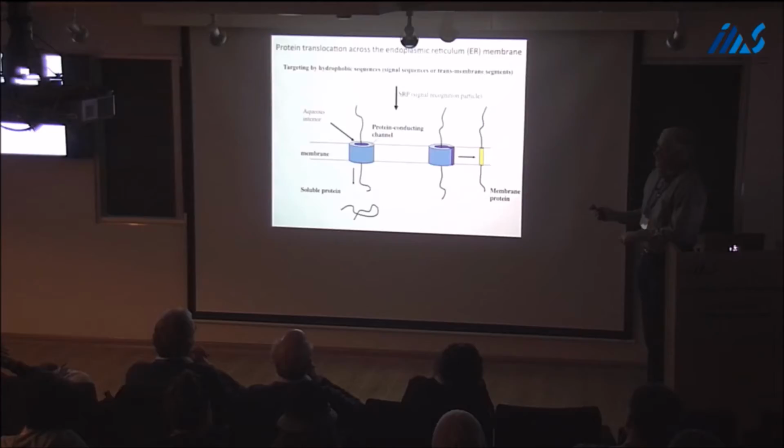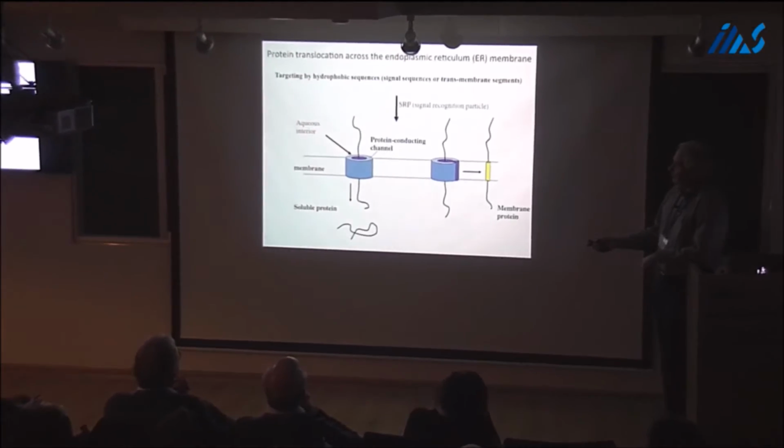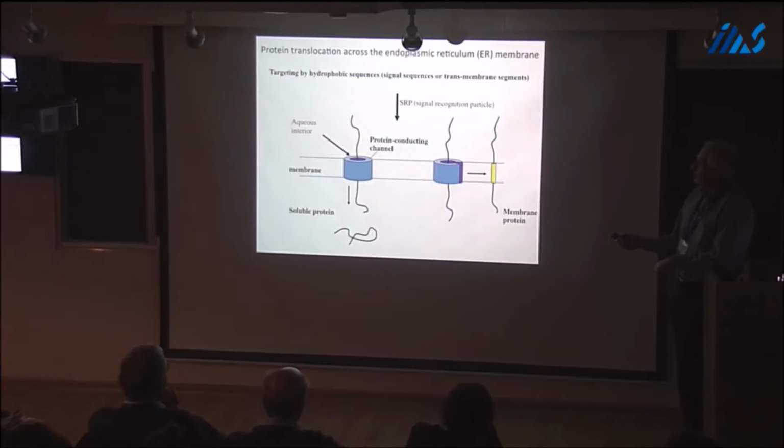This protein translocation across the ER can be divided into two steps. The first step we call the targeting phase, during which the proteins are directed to the ER membrane by virtue of hydrophobic sequences. These can be cleavable signal sequences, as in the case of most secretory proteins, or non-cleaved transmembrane segments, as in the case of most membrane proteins. This targeting phase often involves the function of the signal recognition particle, SRP, and its membrane receptor. Subsequent to the targeting phase, there's a second phase, which we call the actual translocation phase.